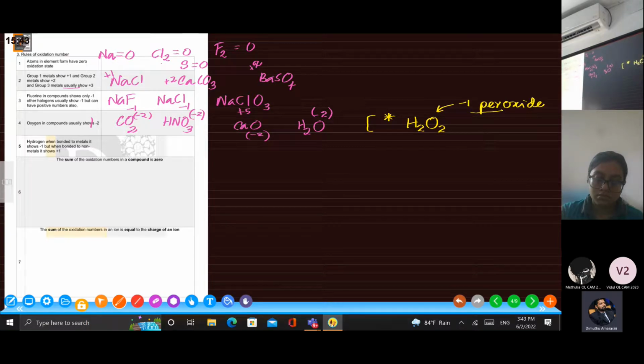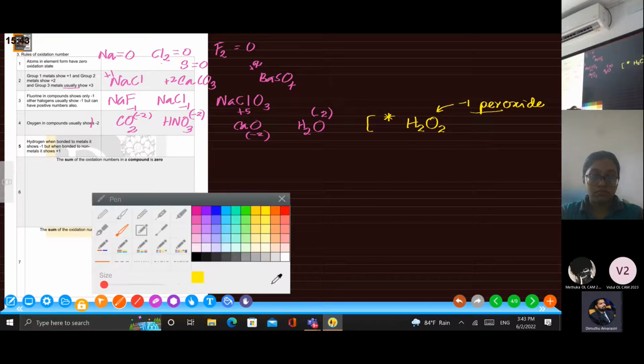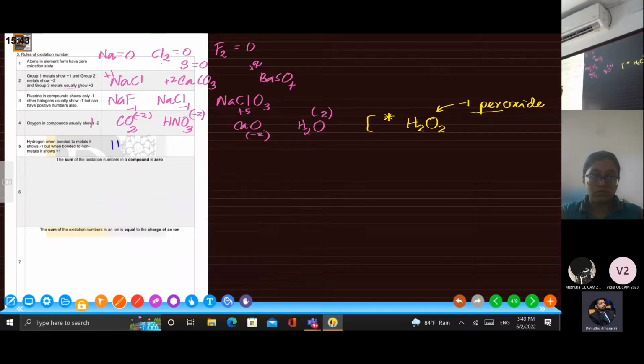And next one, rule number 5. Read. Hydrogen when bonded to metals shows -1, but when bonded to non-metals it shows +1. We did it just a few minutes ago. When hydrogen is bonded to chlorine in HCl, chlorine is a non-metal, so hydrogen behaves like a metal. But when hydrogen is bonded to a metal, it behaves like a non-metal. It's -1, electron number 1.